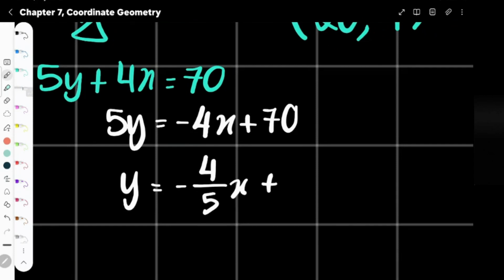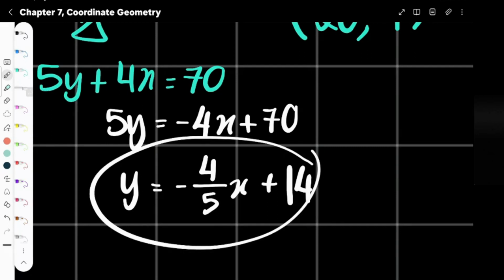Plus, where's my calculator? 70 divided by 5, 35? No. Oh, yes, here's my calculator. No, 14. Yes, 70, sorry. My calculator was behind me. 14. Okay. So, 14. Now, we are done. The y is alone.